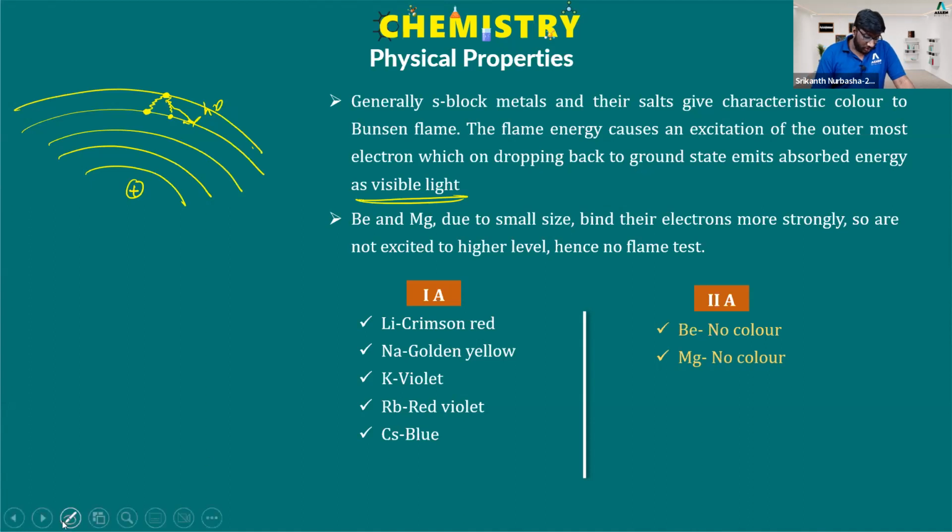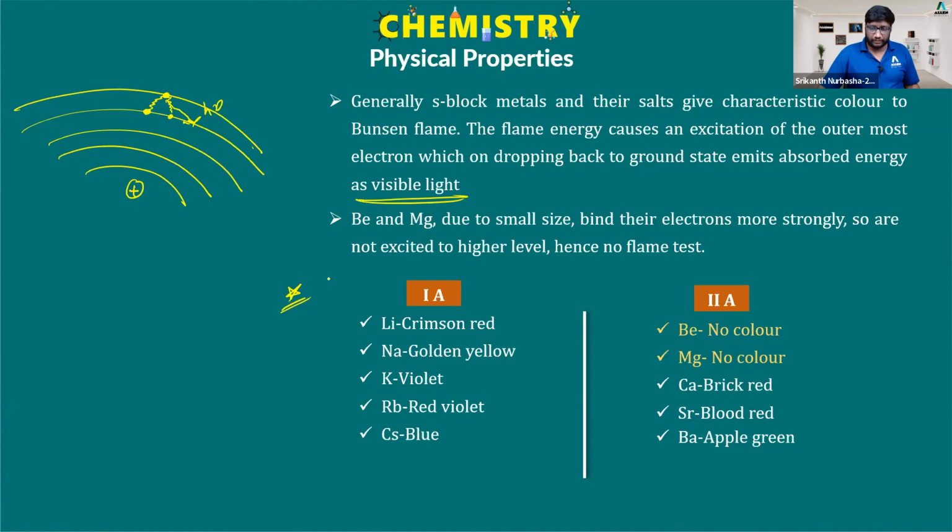So beryllium, magnesium, no color, and calcium, brick red, strontium, blood red, and barium, apple green. Okay, these are the respective colors. Understood or not? Yes, sir. The same color we have seen even in D block, if you remember. Given the heat from the flame, the electron goes to the higher energy state, is not stable in the higher energy state, and comes back to the lower energy state, releasing radiation.